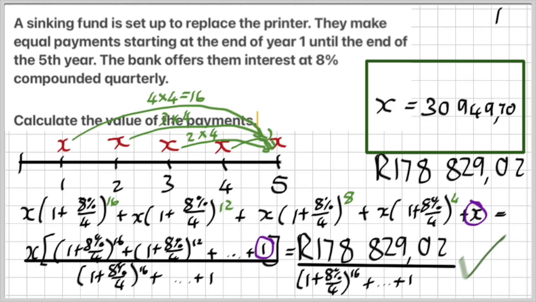This means that is the value of the equal payments I am going to have to make at the end of every year to get 178,829 Rand and 2 cents. Now this is an interesting sinking fund question, but definitely one where if your teacher wants to stretch you, they can definitely do that.